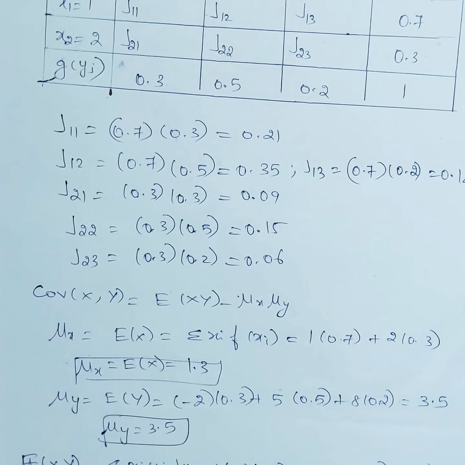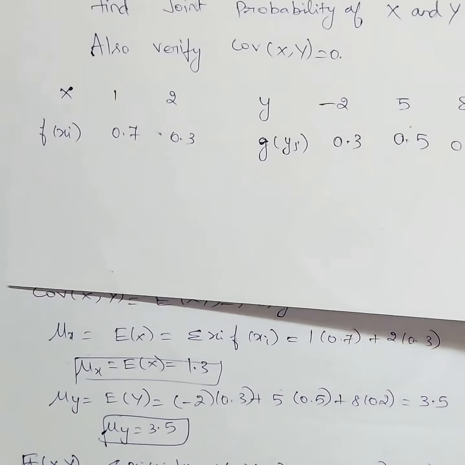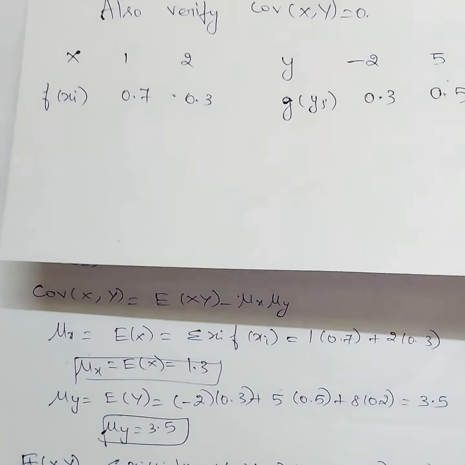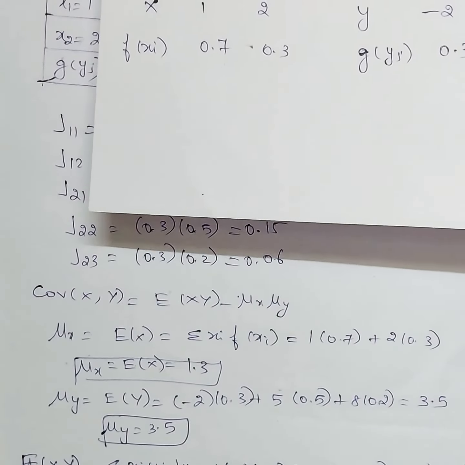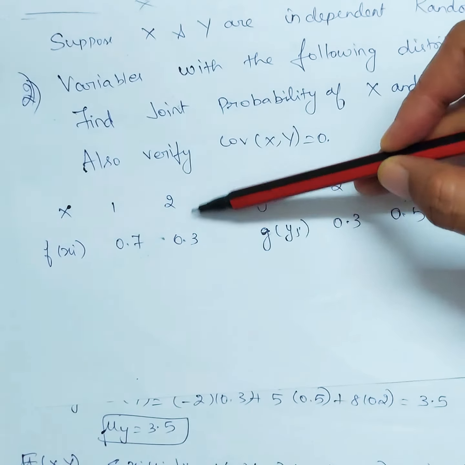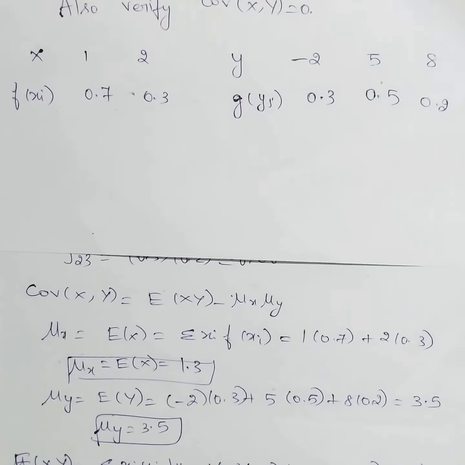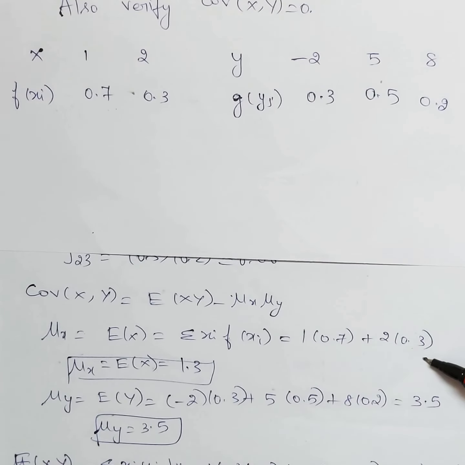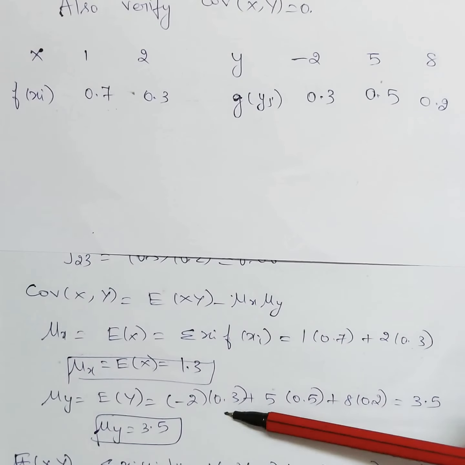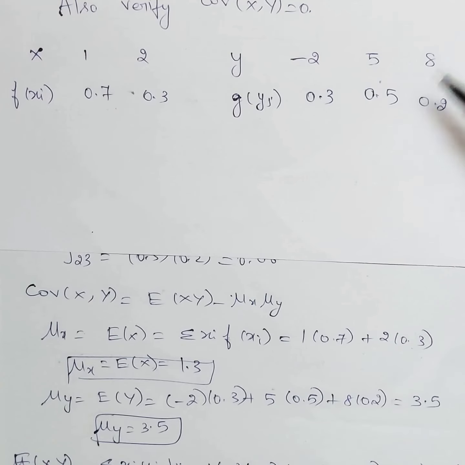If you see the question, the x value is this. I hope this is the same question. 1 into 0.7 plus 2 into 0.3, this is expectation of x. So I have written the same. What is expectation of y? Minus 2 into 0.3 plus 5 into 0.5 plus 8 into 0.2. I have written this. If you simplify, you will get 3.5.